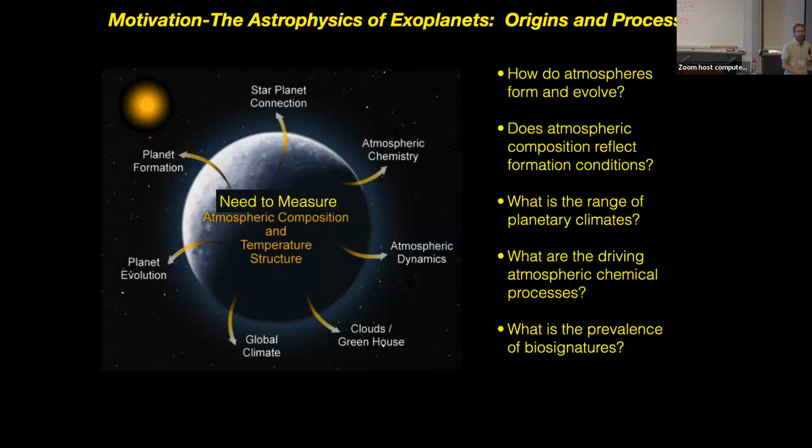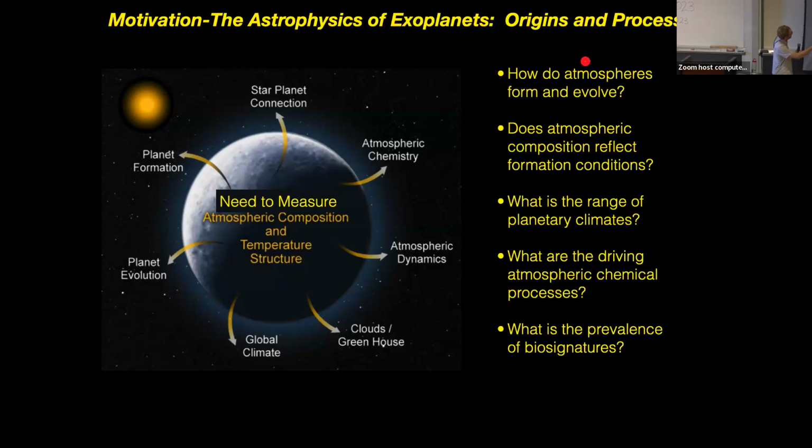So we saw a lot of motivation earlier this week, some nice talks from Heather, Hannah, Laura, and then from Mark and Lee and Laura this morning about the things we want to learn about planetary atmospheres. I'm simple-minded, so I like to break it down into simple questions like, how do atmospheres form and evolve? Does atmospheric composition reflect the formation conditions? What is the range of planetary climates? What are the processes driving the chemistry in the atmospheres? And of course, what is the prevalence of biosignatures? And do terrestrial planets, for instance, have atmospheres?